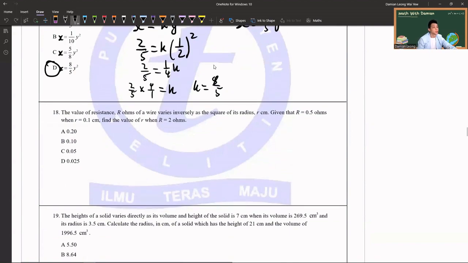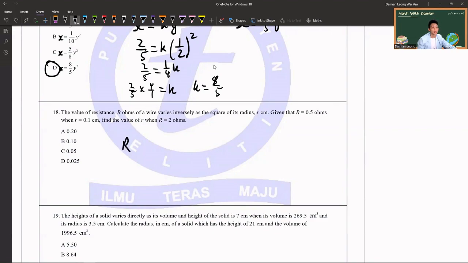Question 18. The value of resistance R, ohms, of a wire varies inversely as the square of its radius, r cm. Given the resistance is 0.5 ohms, radius is 0.1 cm. Find the value of r when resistance is 2 ohms. So we form the equation first. It's better to form the equation first. Of course, I can compare both by using ratio, but I would say it's an easier to understand and more standardized method. When we find the equation first that relates this.